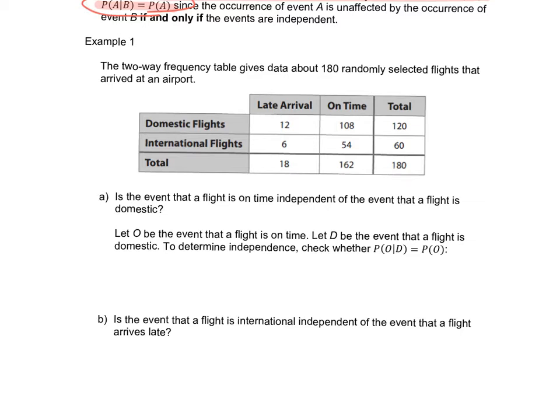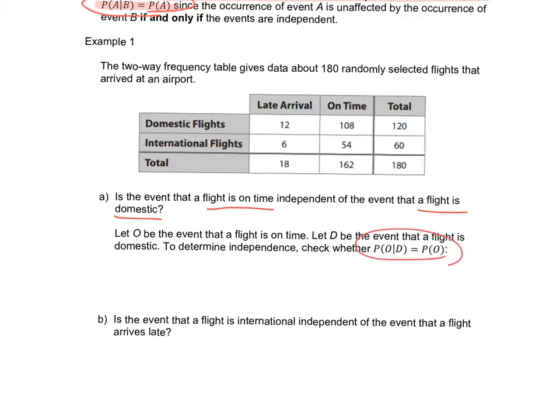So here, for example 1, the two-way frequency table gives data about 180 randomly selected flights that arrive at an airport. Is the event that a flight is on time independent of the event that a flight is domestic? So let O be the event that a flight is on time and D be the event that a flight is domestic. Let's determine independence. So let's calculate these two probabilities.